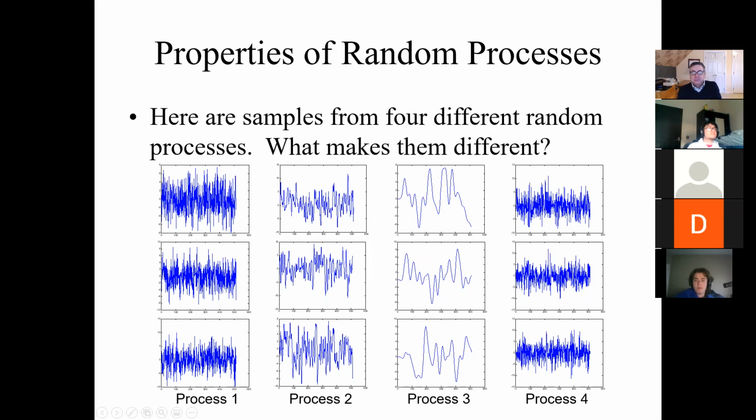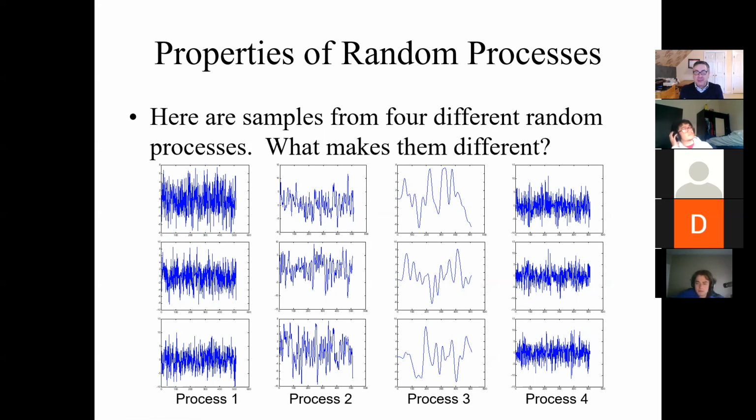Now, here are 4 different random processes. I've taken 3 random samples from each of these 4 different random processes. And the question, so clearly you can look at them and see that, at least in most cases, they're different. Process 4 might look to you a lot like process 1. Turns out it's not, but it's hard to tell the difference by looking. But certainly processes 1, 2, and 3 have different properties.